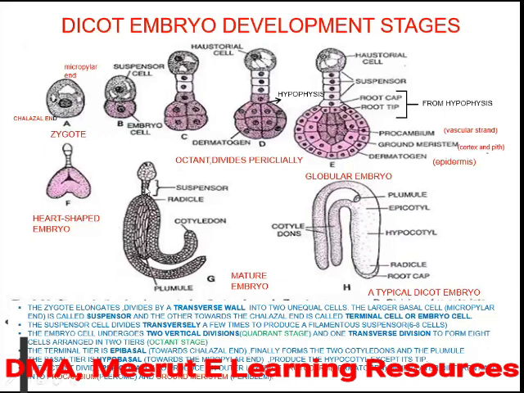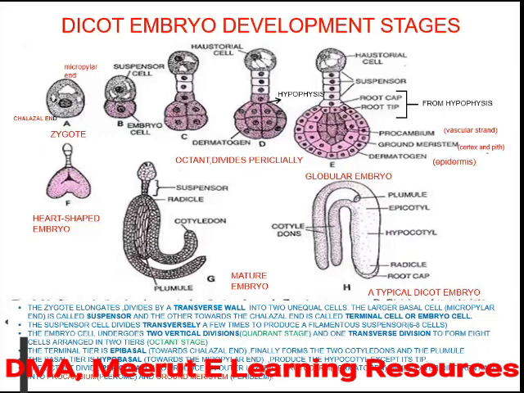This one is the suspensor which pushes the embryo towards the endosperm. This is the radicle. And here you can see the plumule, and two cotyledons. Now this is the structure of a typical dicot embryo. You can see this is a typical dicot embryo.